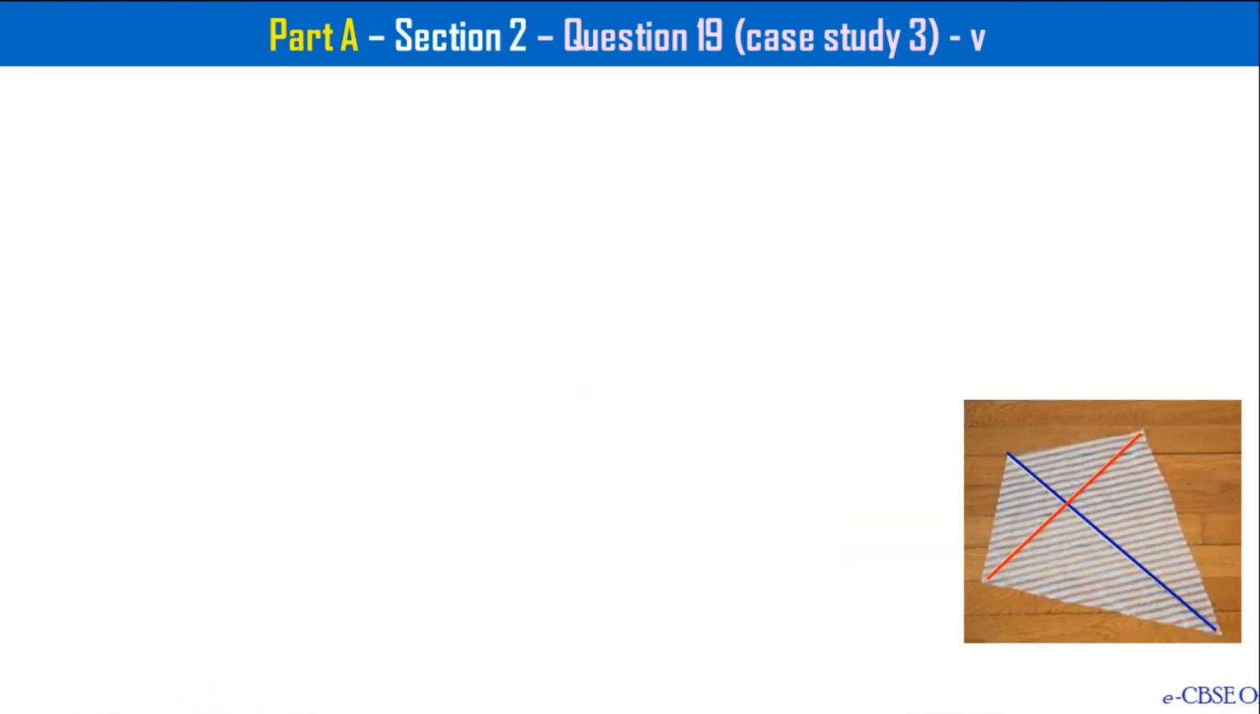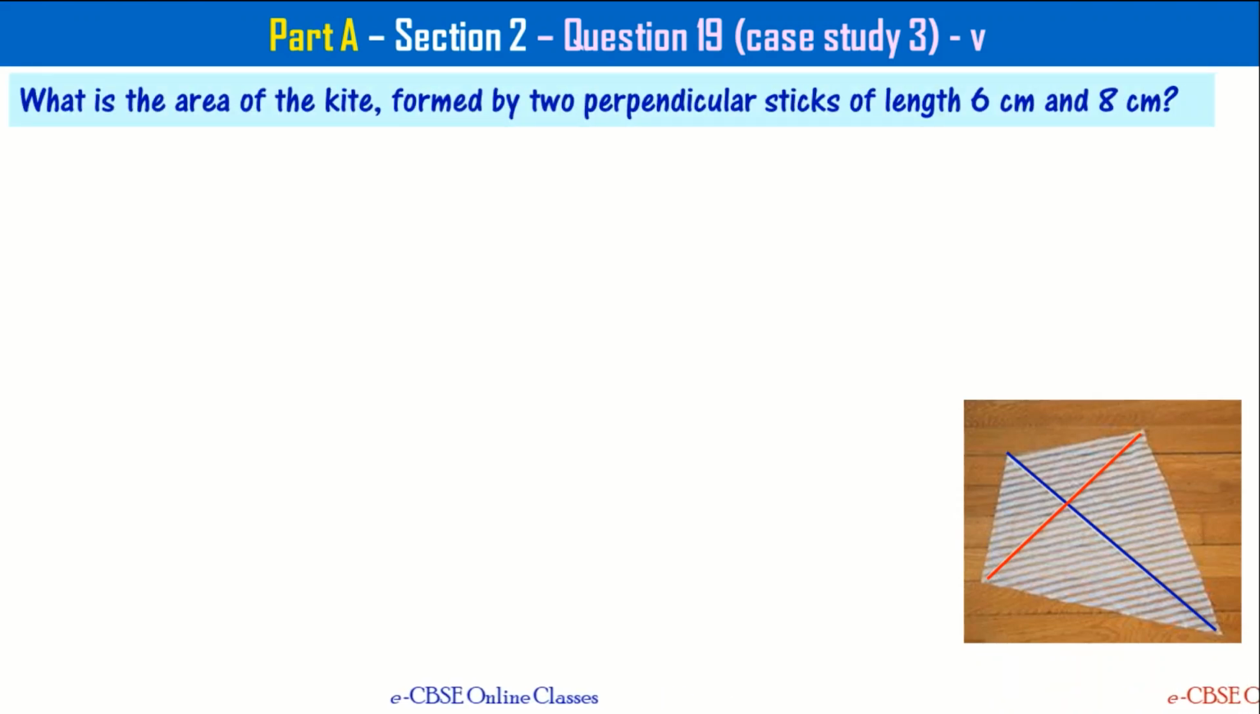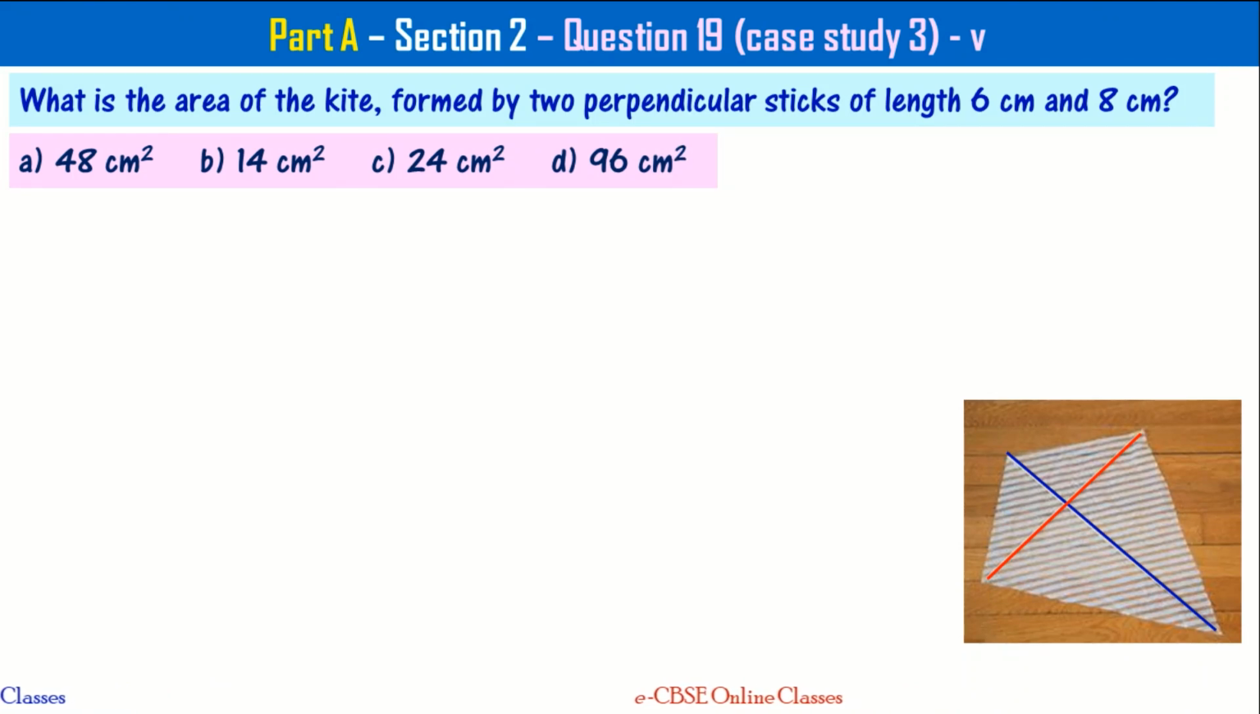Let's go to the last subpart of case study 3. What is the area of the kite formed by two perpendicular sticks of length 6 centimeters and 8 centimeters? So answers are given, choices are given. The red color line is 6 centimeters length and the blue color line is 8 centimeters length. See the figure.